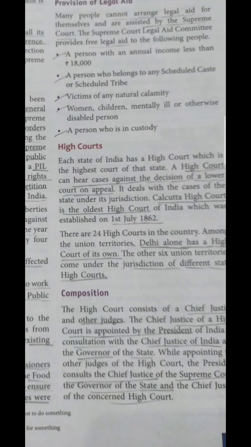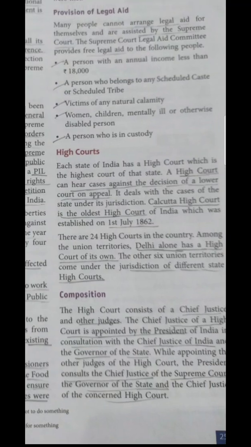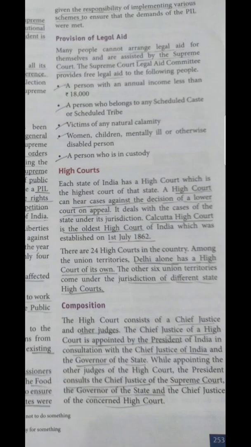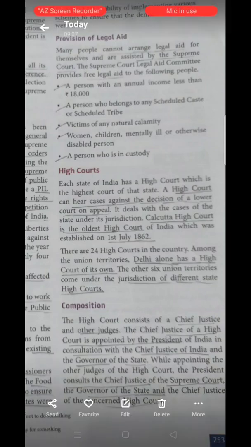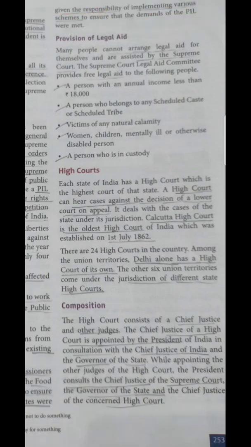Whenever we want to appoint the Chief Justice of a High Court, the President appoints the Chief Justice of the High Court in consultation with the Chief Justice of India, that is the highest Judge of the Supreme Court, and with the help of the Governor, because the Governor is considered the nominal head of the state. He knows each and everything about the state, so he is able to give a right choice.